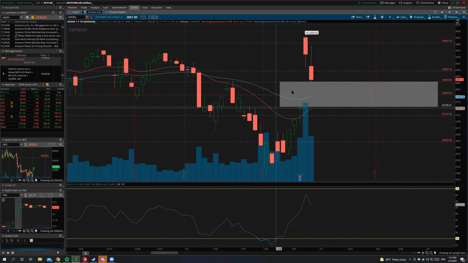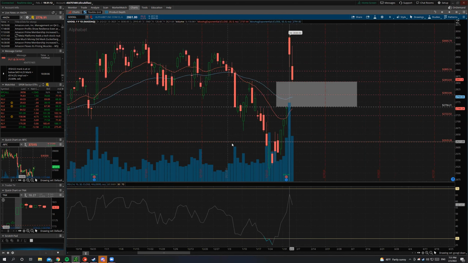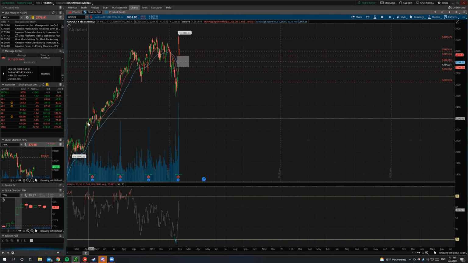So I usually use white for support. And any trend line that you can identify is also good. So right now I don't see anything significant. Yeah, I don't see anything significant that I'd like to point out on trend lines.